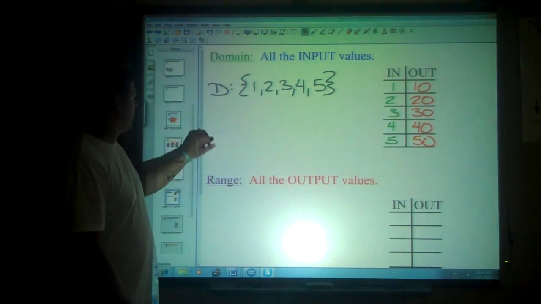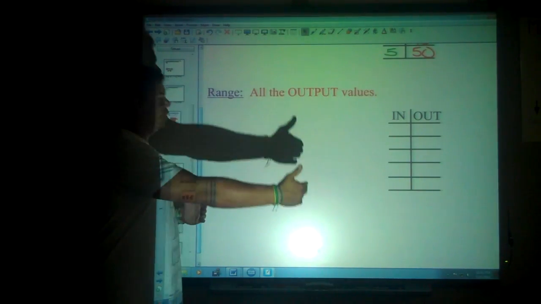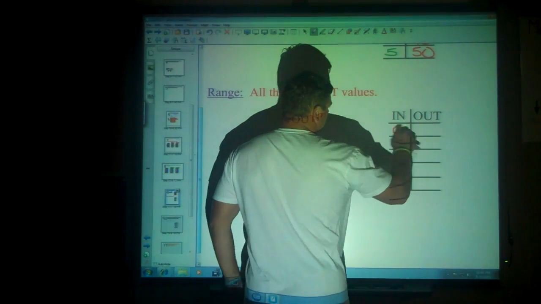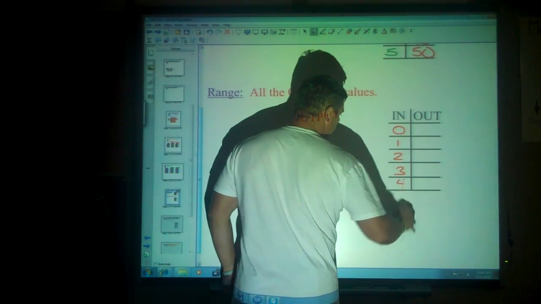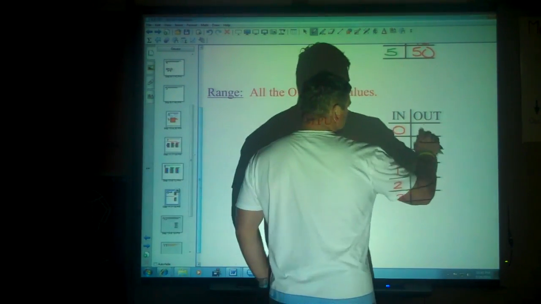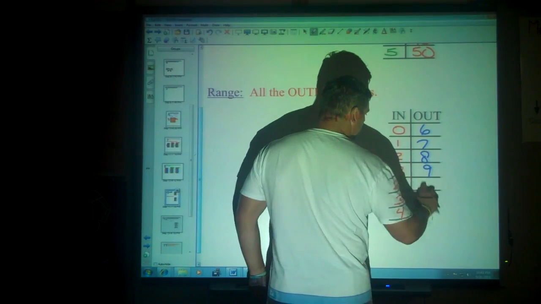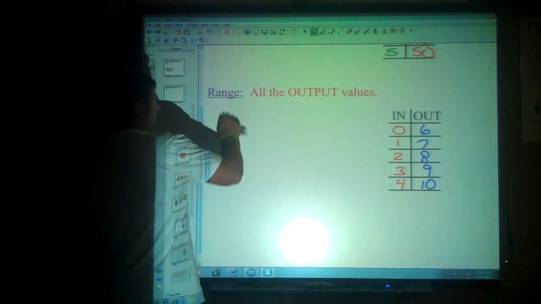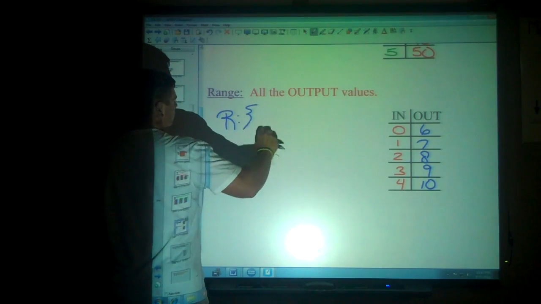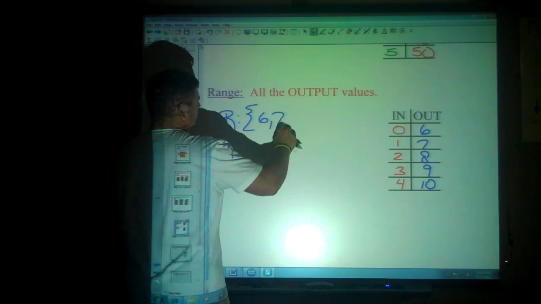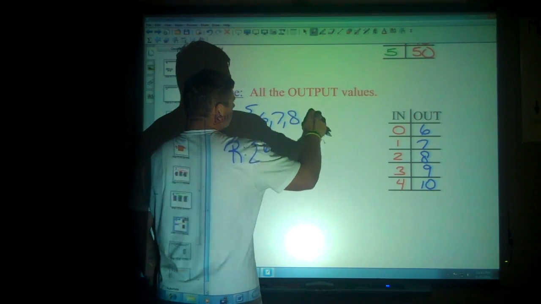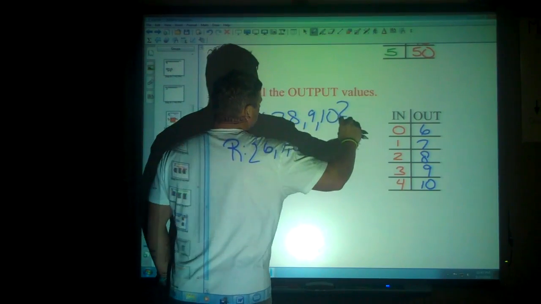We also have what we call the range. Now the range is all the output values. So if we have 0, 1, 2, 3, 4, maybe our outputs are 6, 7, 8, 9, 10. So we would say R for range, and we would go 6, 7, 8, 9, 10.